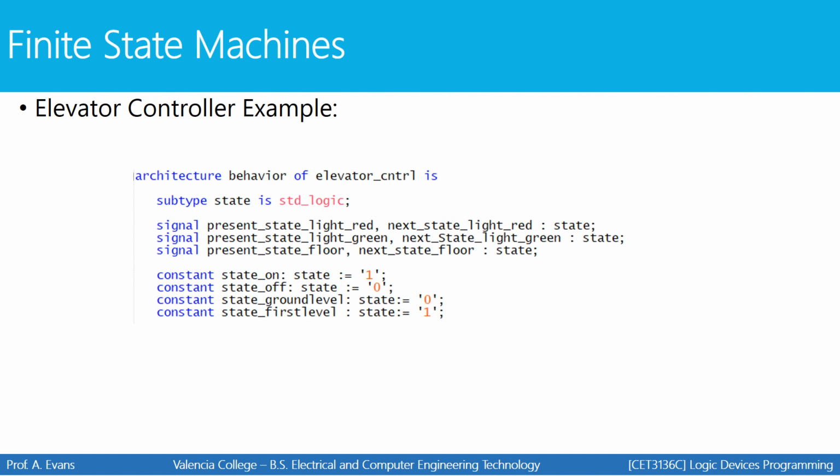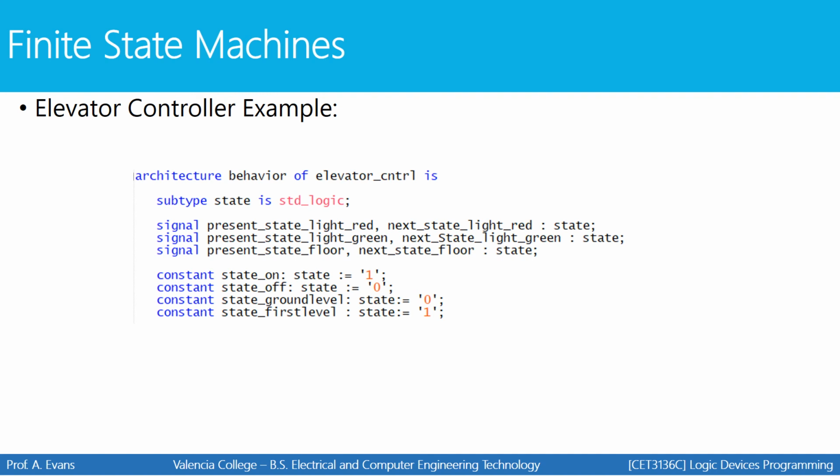And now we need our architecture. I decided to create a subtype called state and make that type standard logic, because in this case we only have 2 states with only 2 possible output values, 0 or 1. So I'm just going to make it standard logic.